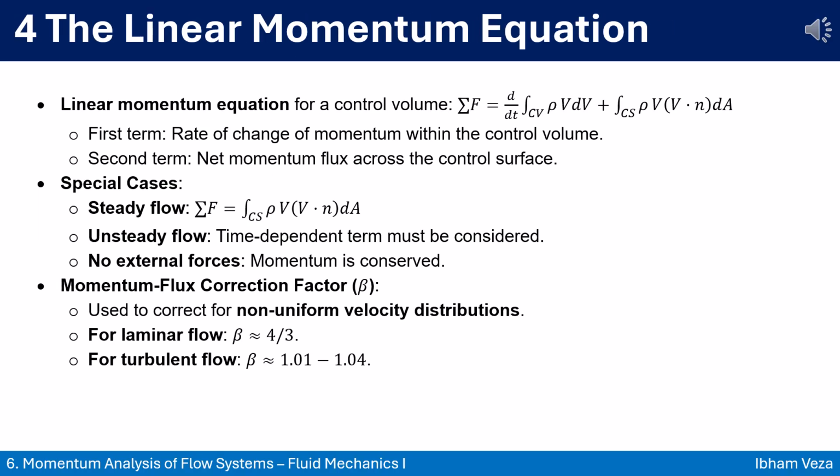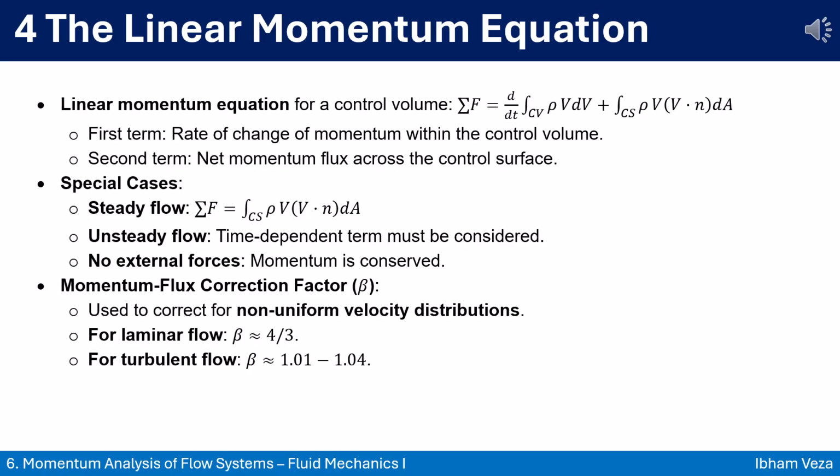4. The linear momentum equation for a control volume. Now we bring it all together with the linear momentum equation for a control volume. This equation is built from Newton's second law and split into two terms: the rate of momentum change inside the volume and the net momentum flux crossing the boundaries. Together, they let us calculate the net force acting on a fluid system, or predict how a flow behaves under force. In steady flow, we can drop the time-dependent term and focus only on surface interactions.